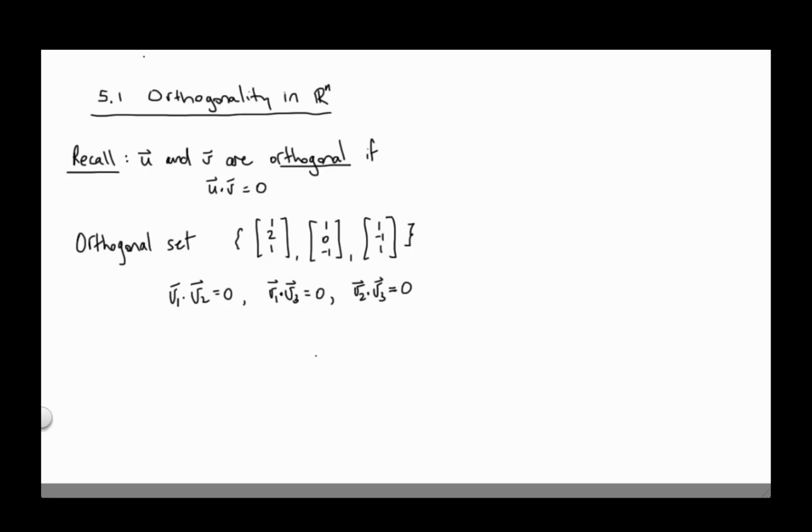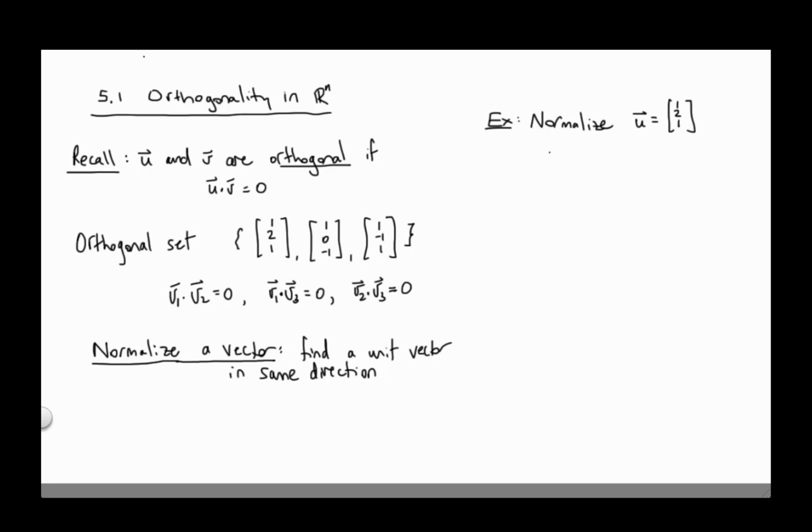Now, second idea that we need is the idea of what it means to normalize a vector. So when we say normalize a vector, what that means is find a unit vector in the same direction. So in other words, when you normalize a vector, you're not changing the direction of the vector, you're just scaling the length. So for example, let's normalize. So in order to normalize u, we would need to figure out the length of u. So we'll take the square root of, we'll just square each of these components, sum those up, we'd have 6. So length of u, root 6.